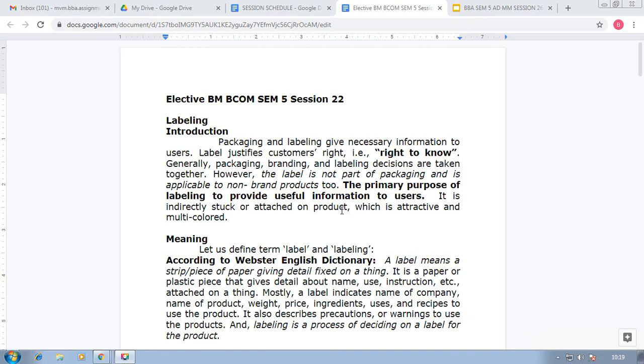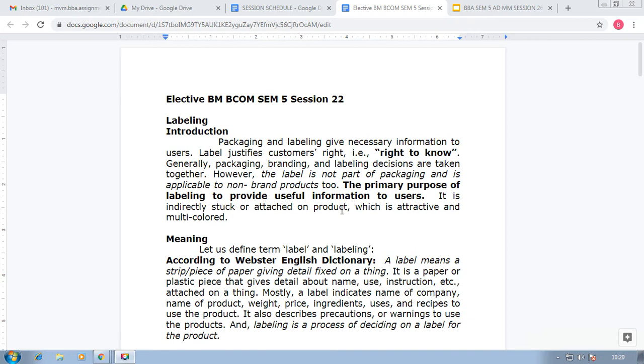Students, we are moving towards the last portion of unit 2. Today I'll be discussing the last two topics of unit 2, and in the next session I'm going to start a new unit 3. The packaging portion I've already explained in the last session. Today I'll be discussing labeling.